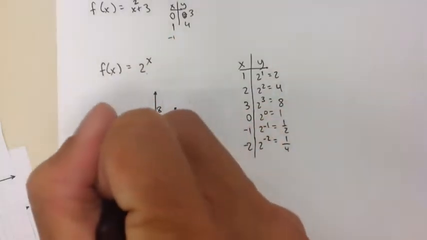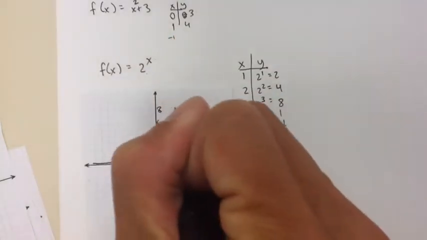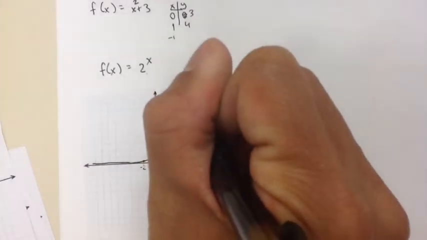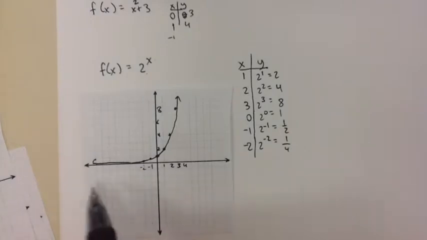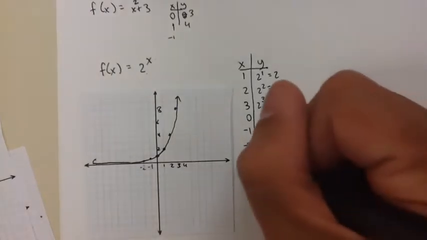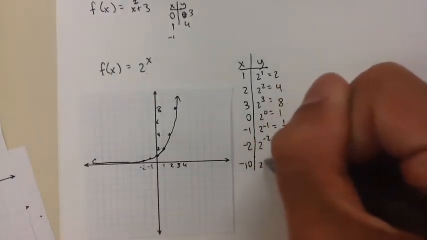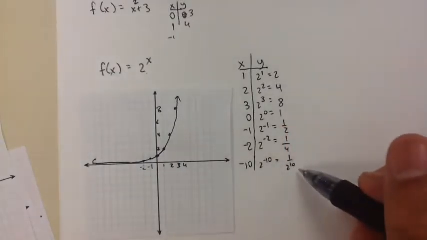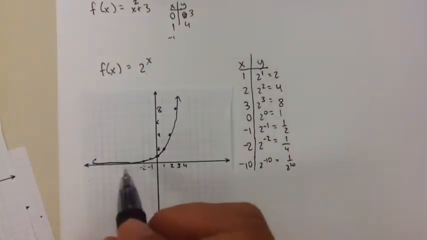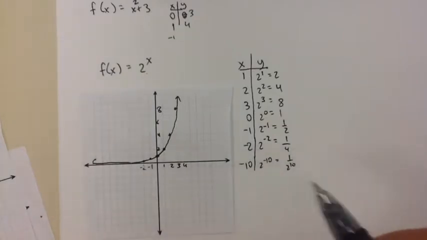So as you can see, this number is going to go really high really fast, and it's also going to go way over here. It's never going to cross this line because let's say I put in negative 10. Well, that's just 2 to the negative 10, or 1 over 2 to the 10th. That is not a number that's less than 0. So we're actually never going to go less than this line. That is a basic exponential function.